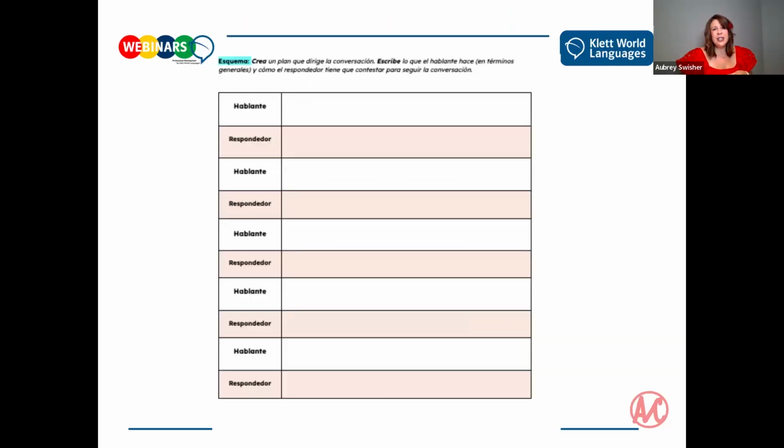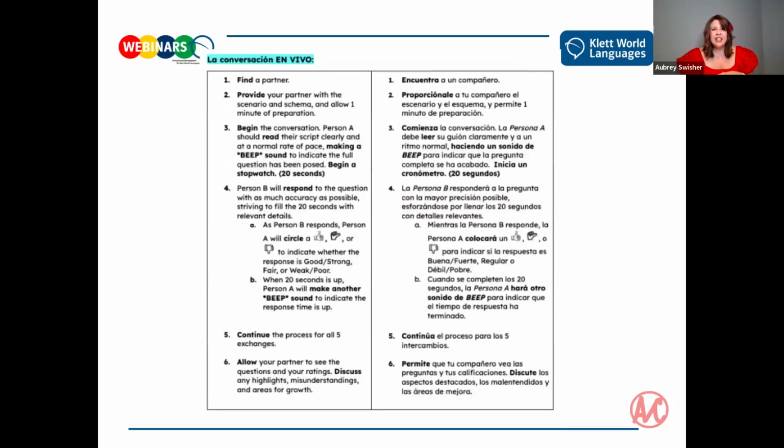Okay, so here's where they're creating the conversation. And there's all of the instructions again. So they're going to find a partner, provide them with the scenario and the schema, give them 1 minute, just like they would have on the exam, to review it. And then they're going to begin the conversation. Person A is the simulated conversant. They're the person that would be the recording. So they get to read their script. That's why they prepared it, so that they can try to just flow like the recording would.